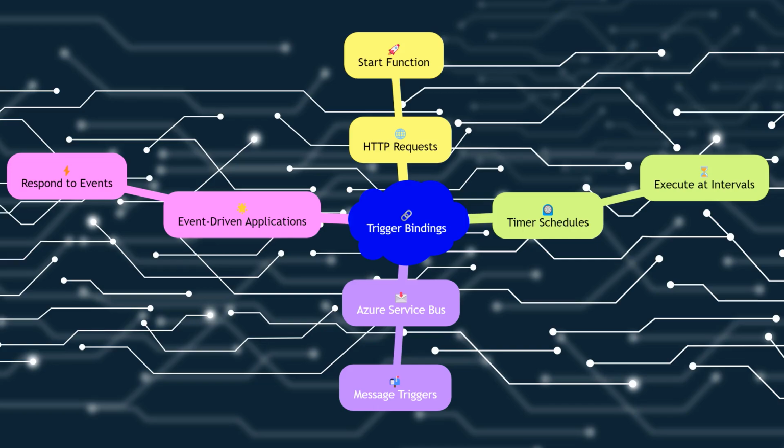The function.json file provides a clear and concise way to manage bindings, making it easier to maintain and update the function. Trigger bindings are a special type of input binding that initiate the execution of an Azure function. Common triggers include HTTP requests, timer schedules, and messages from Azure Service Bus. For example, an HTTP trigger can start a function when an HTTP request is received, while a timer trigger can execute a function at specified intervals. Trigger bindings are essential for creating event-driven applications in Azure, allowing functions to respond to various events seamlessly.